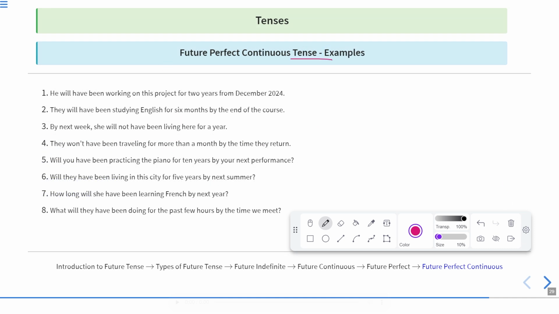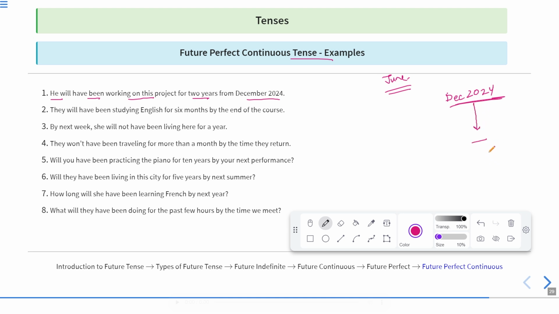Here we have some examples of future perfect continuous tense. According to the rules we have read, he will have been working on this project for 2 years from December 2024. Now we are thinking about a project that will initiate in December 2024. We are in June right now, and we are imagining an action that will start in December 2024. And from this point of time, he will be working on this project for 2 years. Okay.